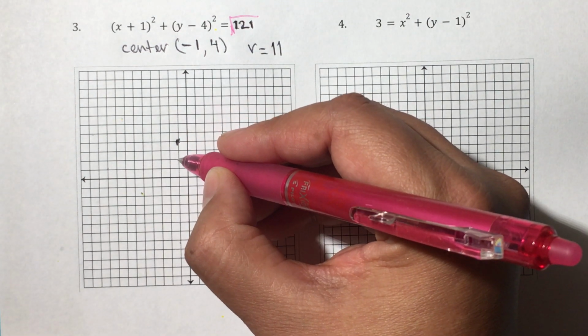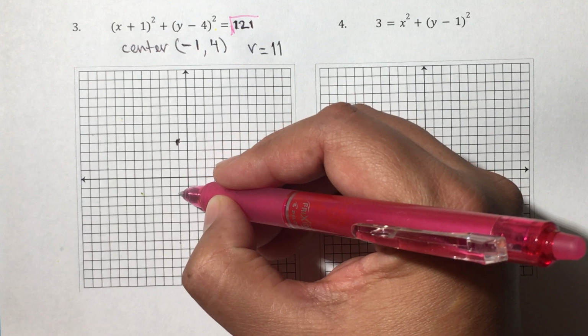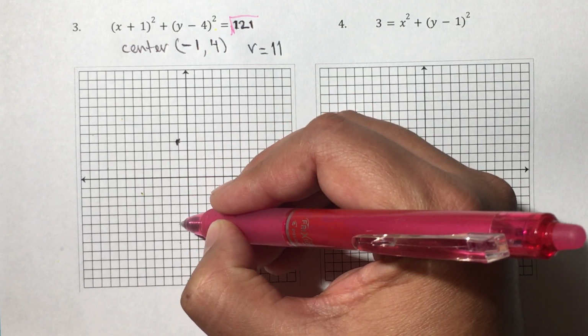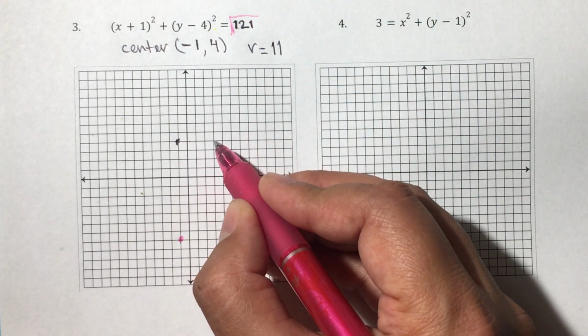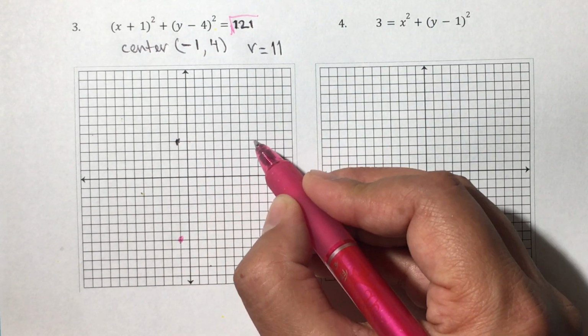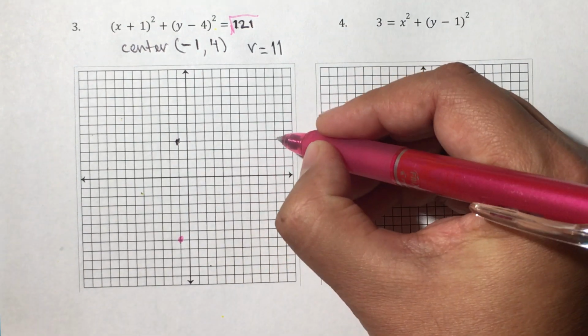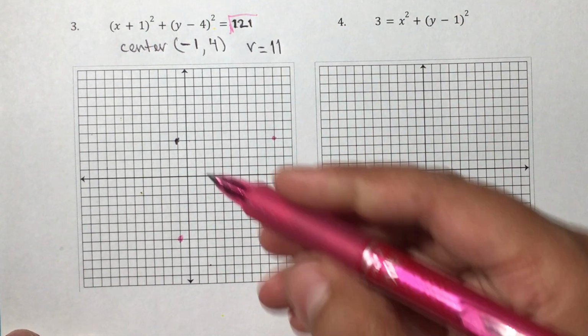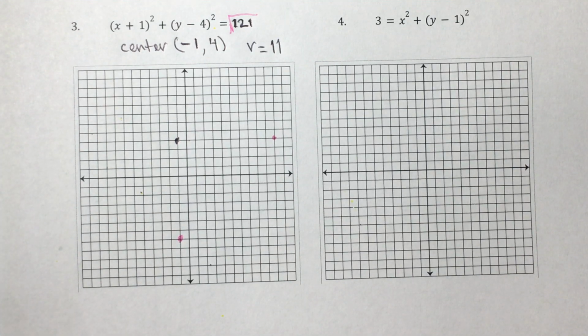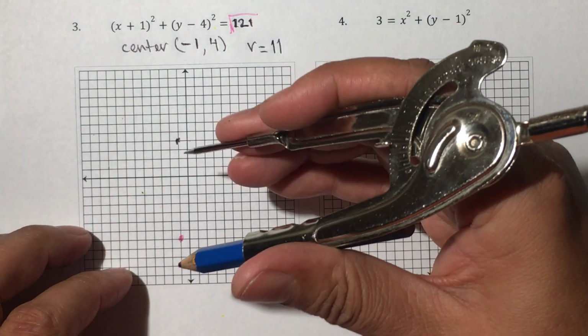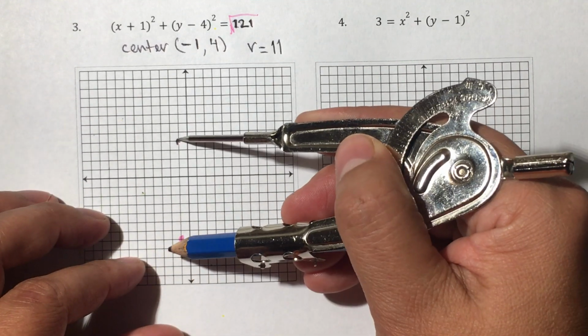So 1, 2, 3, 4, 5, 6, 7, 8, 9, 10, 11, right there. And I'm not going to count up or to the left because I don't have enough spaces, but now let's graph.